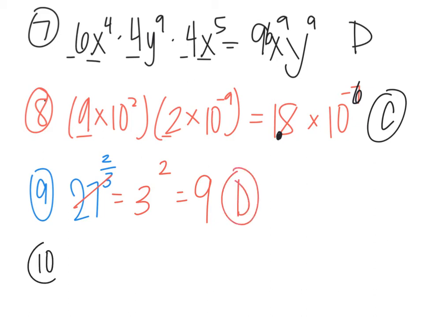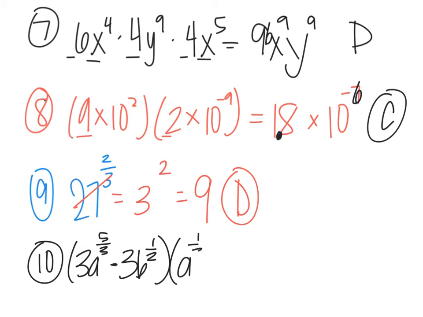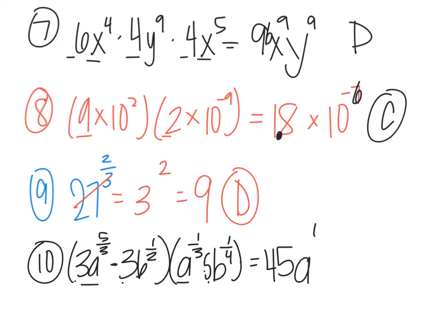Number 10, 3a to the 5/3 times 3b to the 1/2, a to the 1/3 times b to the 1/4, 5b to the 1/4. So 3 times 5 is 45. A to the 5/3 times A to the 1/3 is A to the 6 halves.